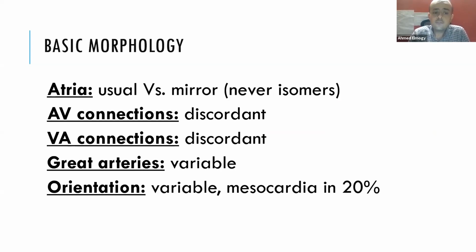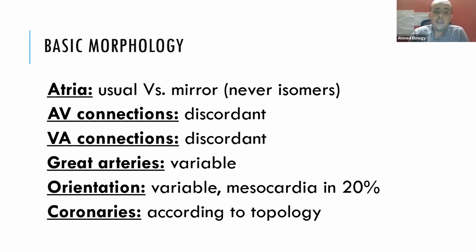The orientation of the heart is usually variable. It may be in dextro position, in levo position. It may be mesocardial, in which the apex is directly behind the sternum, in 20% of the cases. And this will have a clinical implication, as we'll mention later. And the coronaries arise according to the topology of the ventricle, whether the right ventricle is on the right side or on the left, as we will show later.